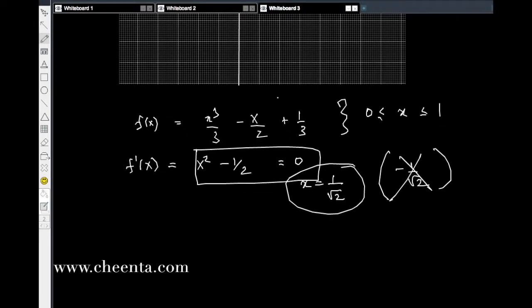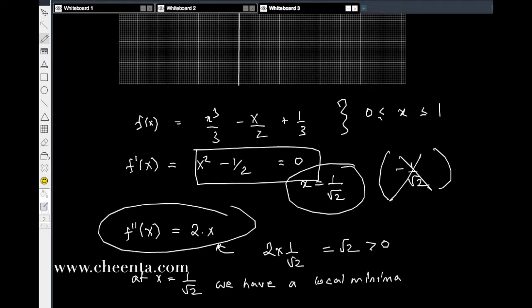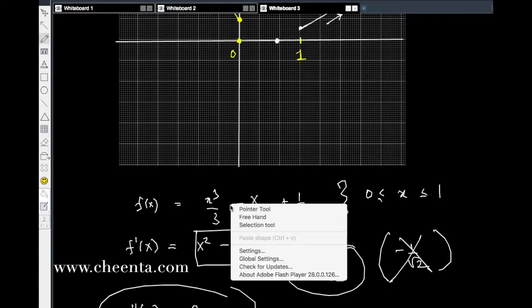But before that, let's find out whether it's a minima or a maxima. So f double prime x is 2x. Plugging in x equals 1 by square root of 2 gives you 2 times 1 by square root of 2, which is square root of 2, which is greater than 0. So clearly at x equals 1 by square root of 2, we have a local minima, because the second derivative is positive, right? So we have a local minima.